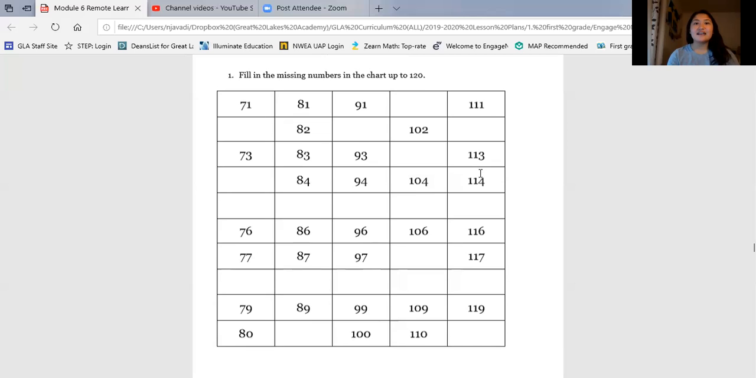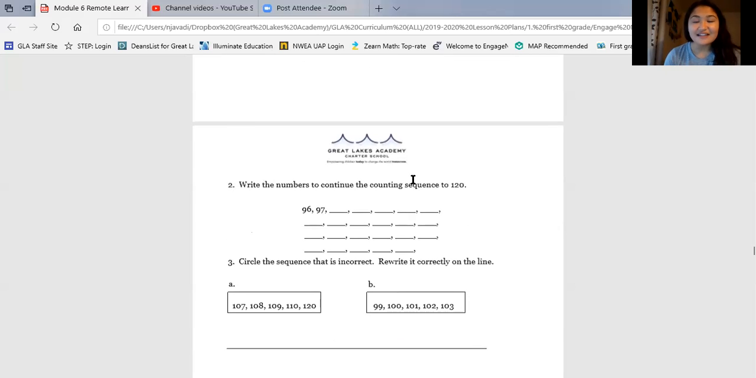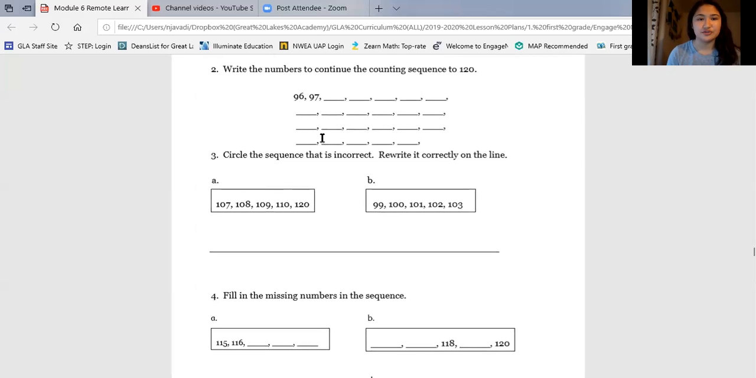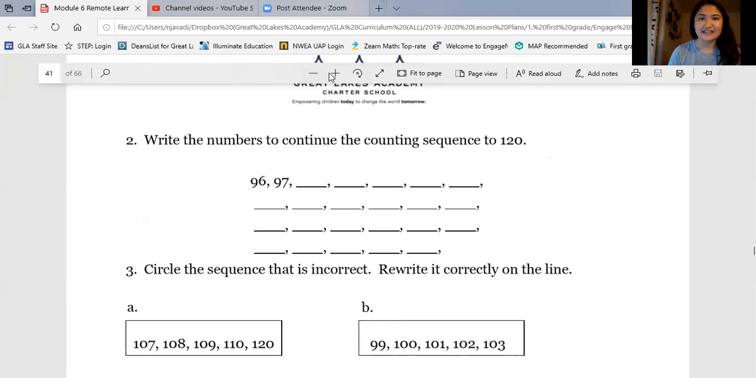This next number grid is all up to you. So it starts at the number 71, and it's going to go all the way to the number 120. So you are going to make your own number grid all on your own. These next questions are your independent practice. I want to go over this first one with you. It's number 2. Let's look at it together.